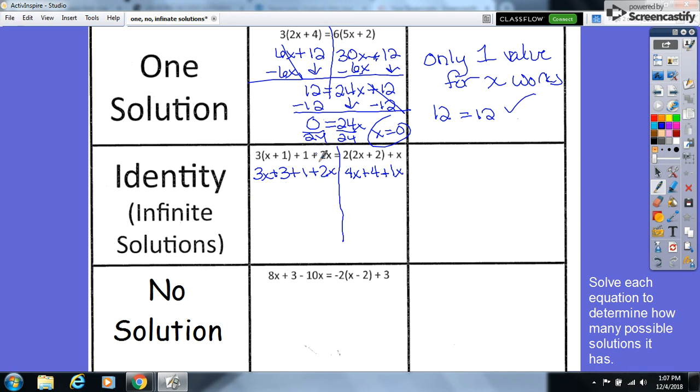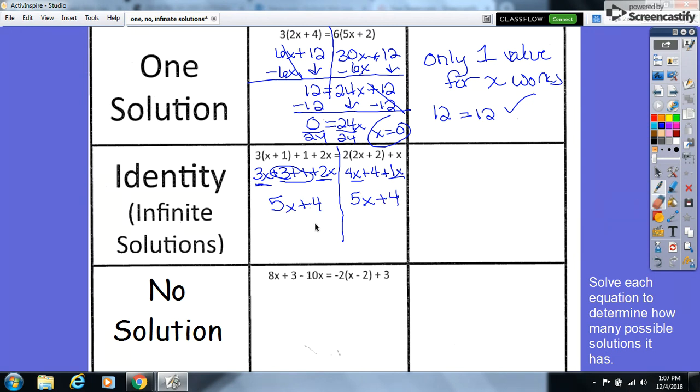Now I'm going to start combining what's the same. I have 3x and 2x, both are positive, so I'll put them together to get 5x. I can put this 3 and this 1 together to give me 4. 4x plus 1x, again, is 5x. Then I'm left with nothing else but the 4. From this point, this is a big clue. Hopefully you've observed, hey, I have the same thing on both sides.